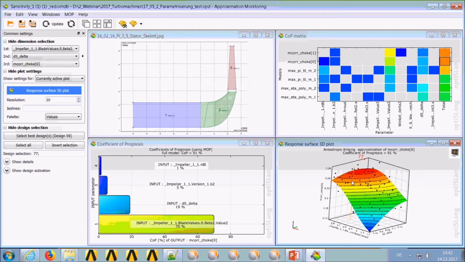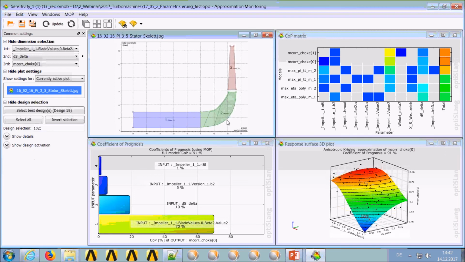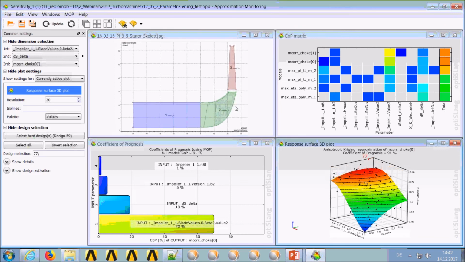This might be an interesting design with a high choke mass flow, or maybe this one. And you see in both cases, for example, the section diameter is rather big compared to maybe designs like this, where you can see a rather low section diameter. And you see that it's automatically connected. So you see the picture of the meridional contour of design 72, 77, and here it's automatically updated to design 117.